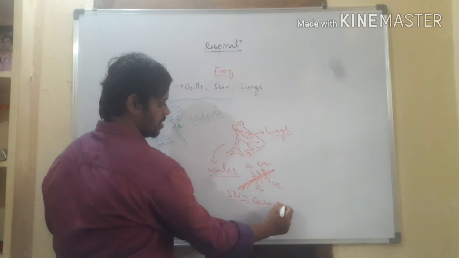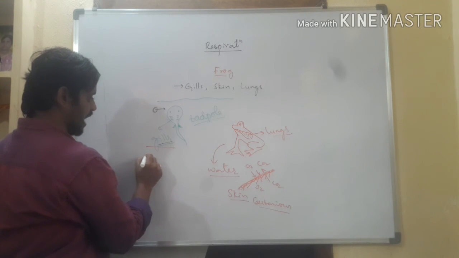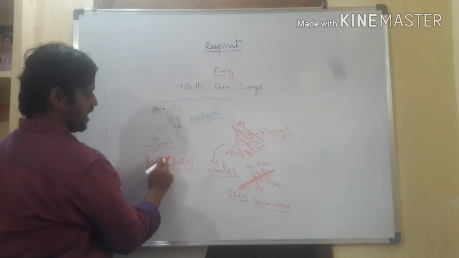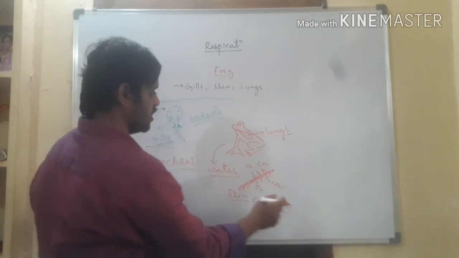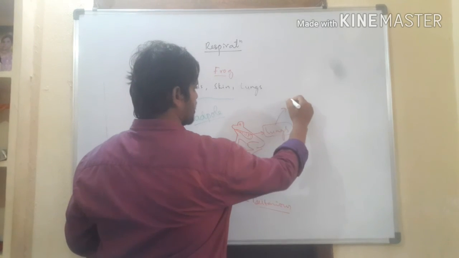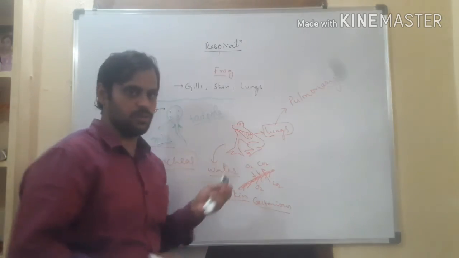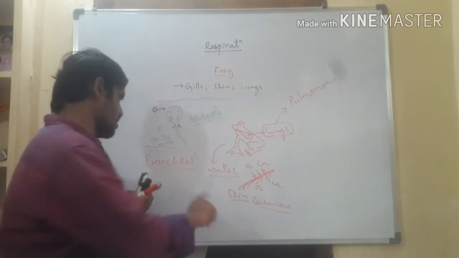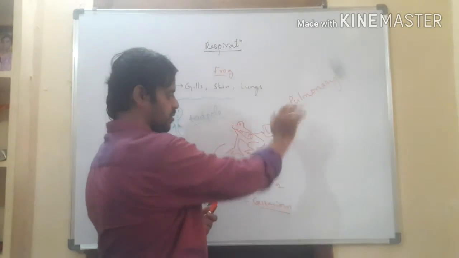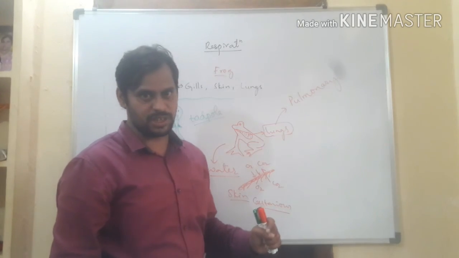Cutaneous respiration. If the respiration takes place by the gills, it is called branchial respiration. Branchial respiration means respiration through the gills. Cutaneous respiration means respiration through the skin. And if it uses lungs, then it is called pulmonary respiration. In the fish, what kind of respiration? It uses gills, so branchial respiration. Human beings use lungs, so it is pulmonary respiration. If it uses skin, it is called cutaneous respiration, right?